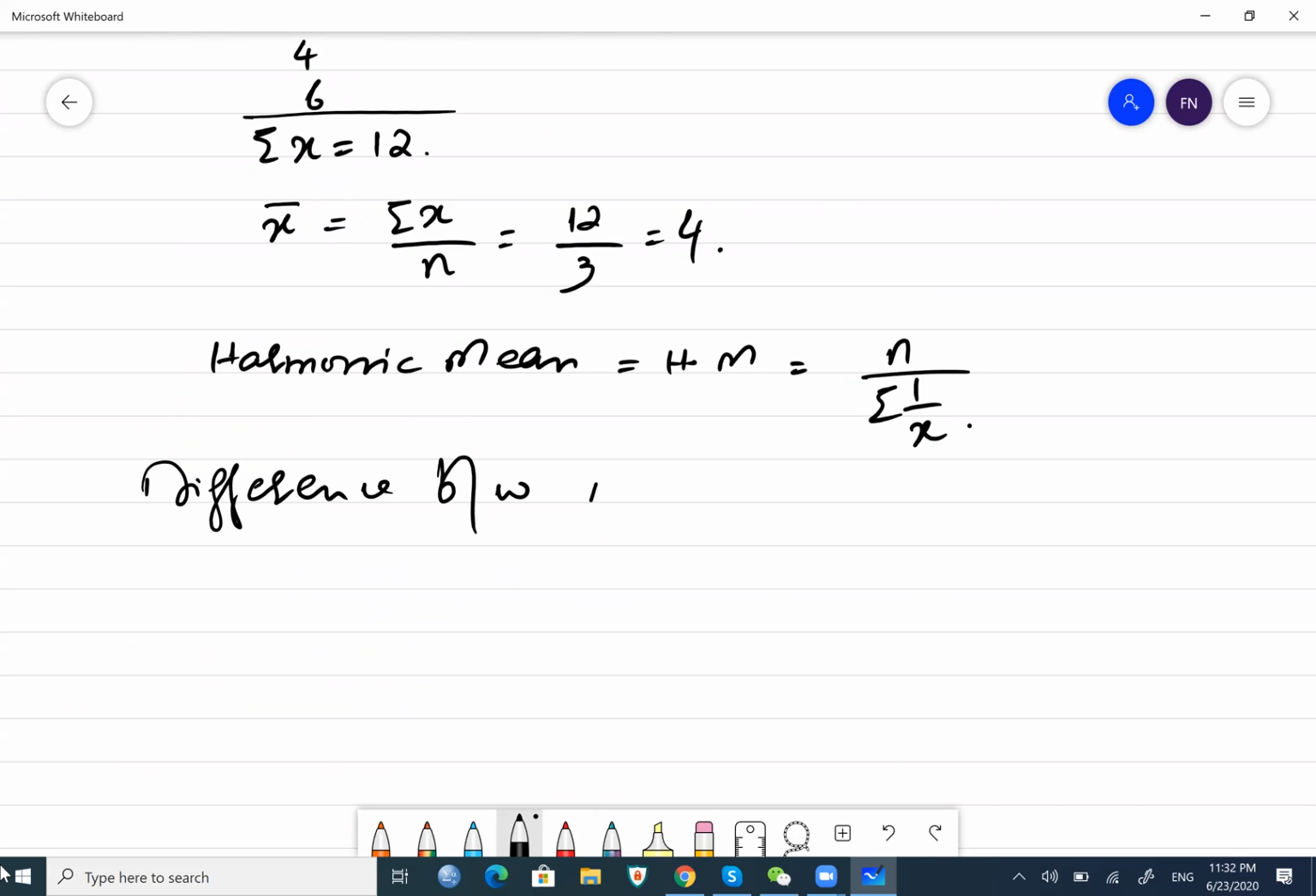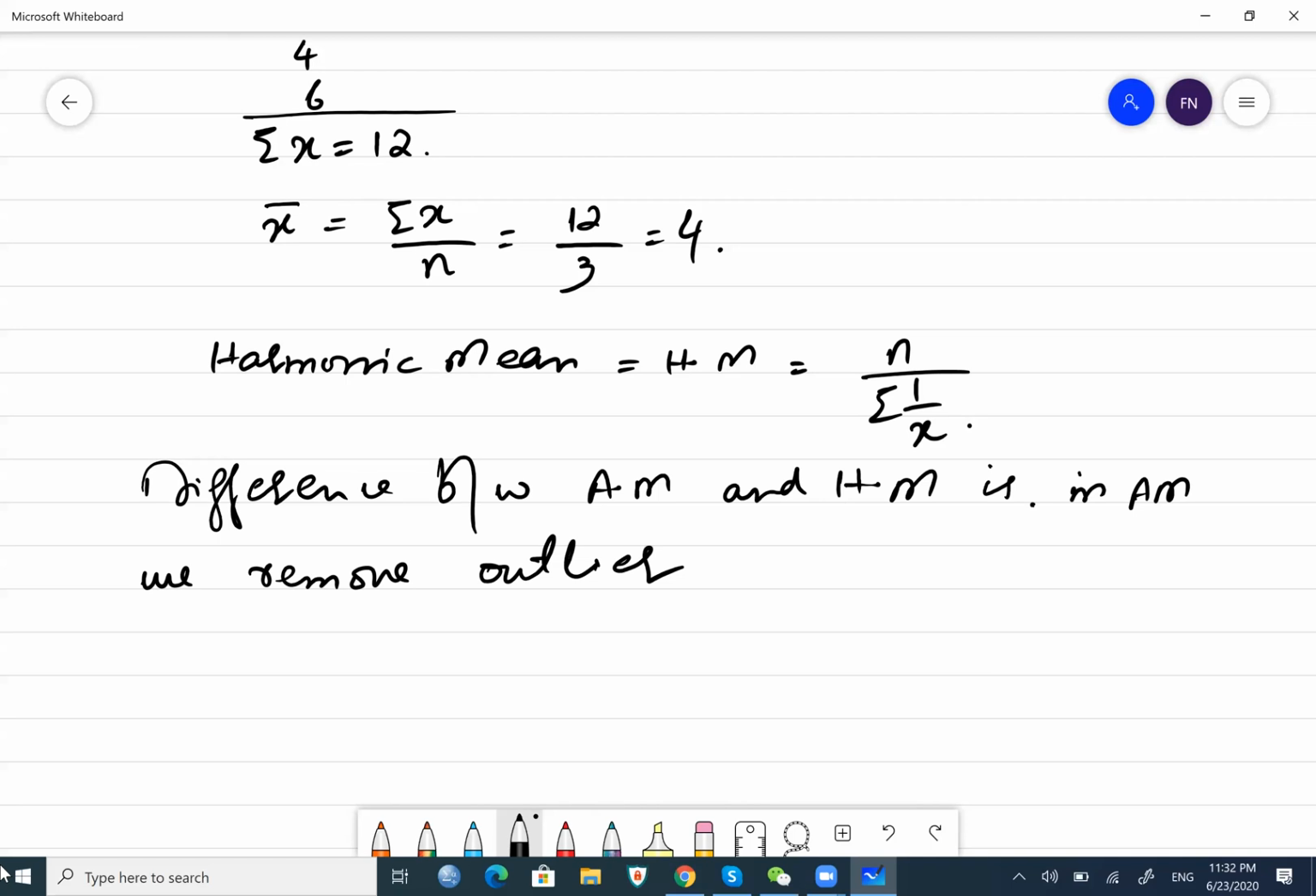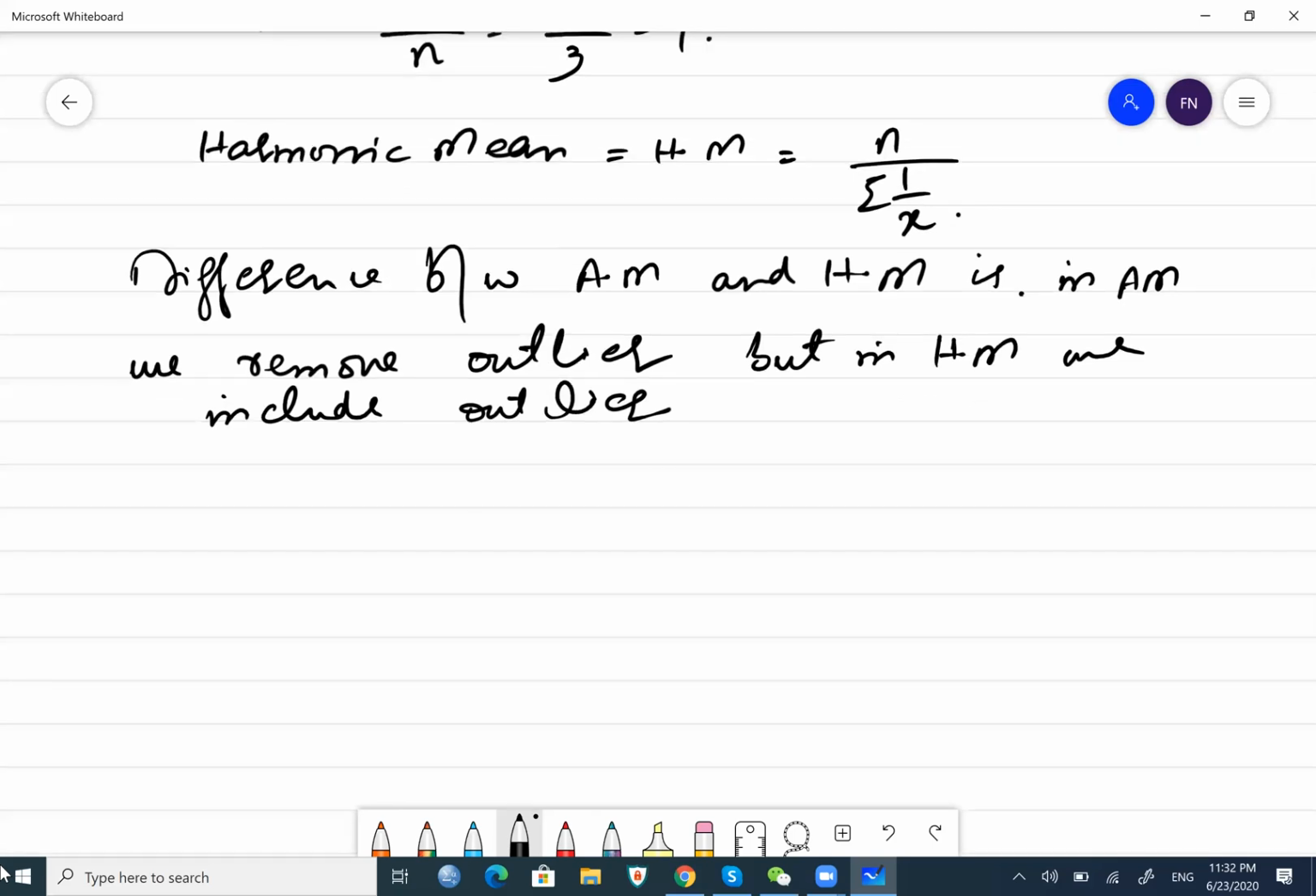The difference between arithmetic mean and harmonic mean is, in arithmetic mean, we remove the outlier, but in harmonic mean, we include the outlier. Now I give you one more note.